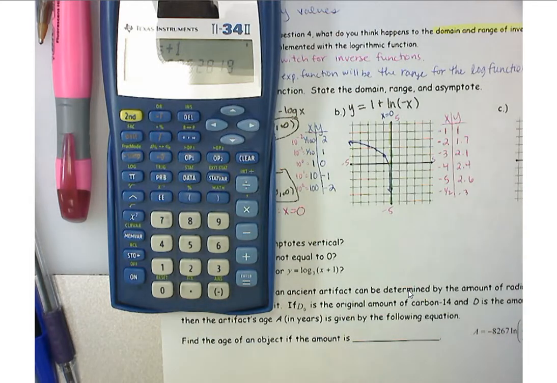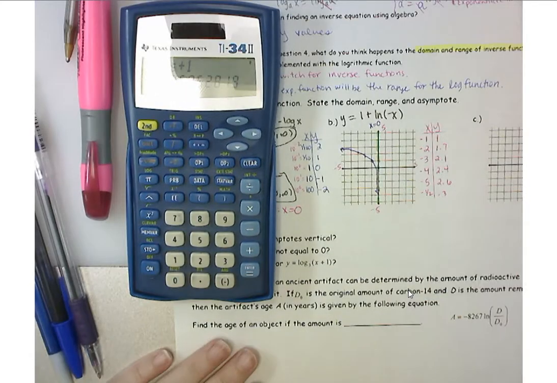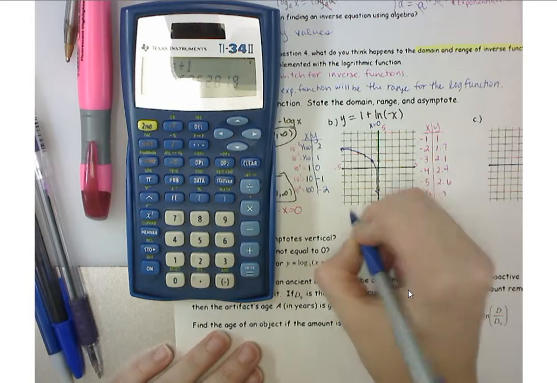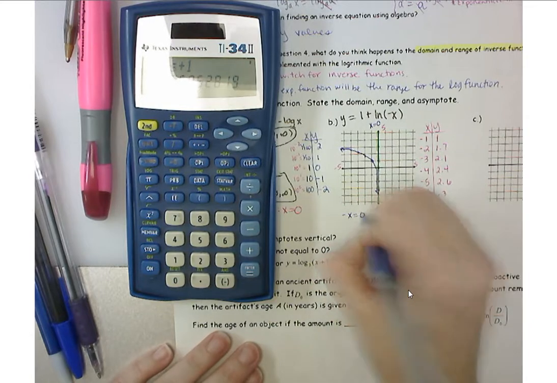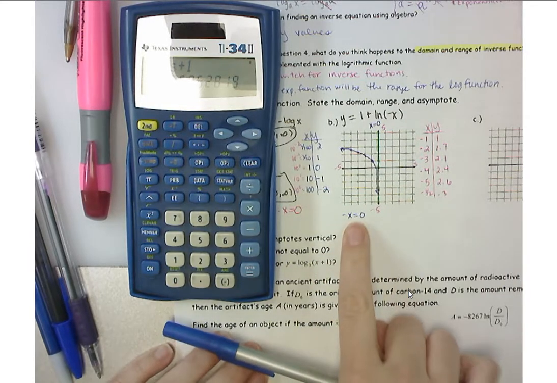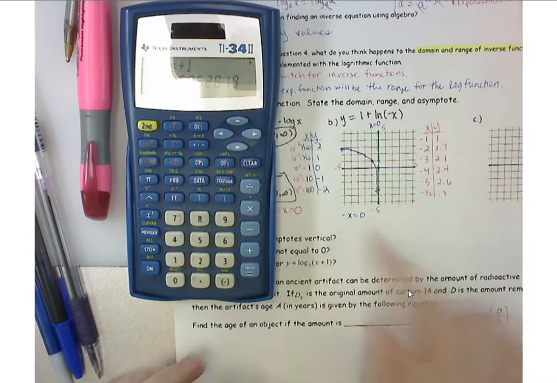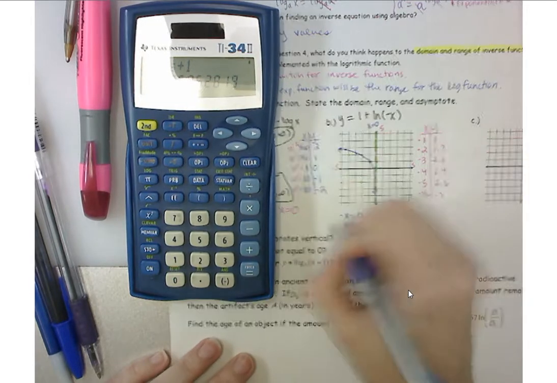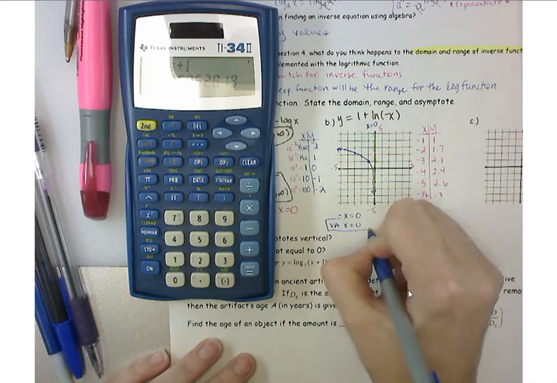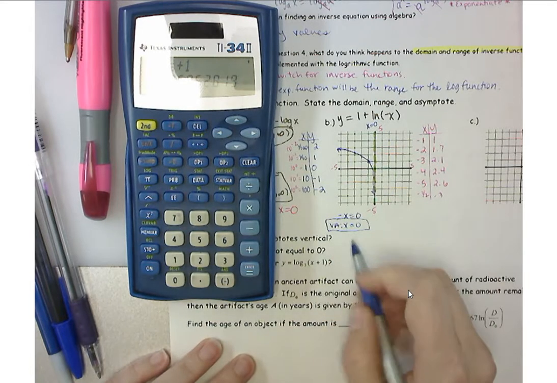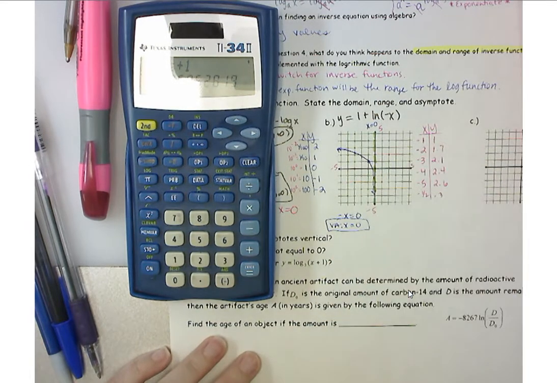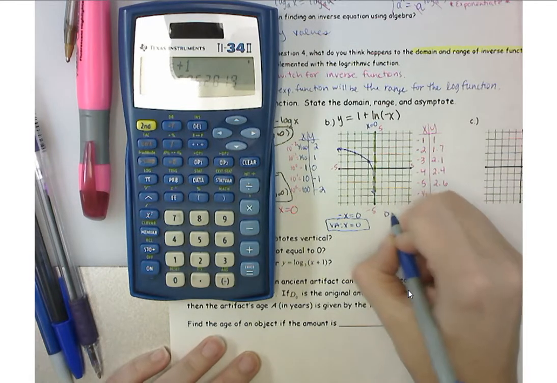Okay, so if I just have negative x here, if you want to find out what your vertical asymptote is, you can take whatever's inside the parentheses, set it equal to 0, and solve. Well, if you have negative x equals 0, then x equals 0. That's going to be your vertical asymptote. So to find your vertical asymptote, you can always take whatever is inside the parentheses and set it equal to 0.